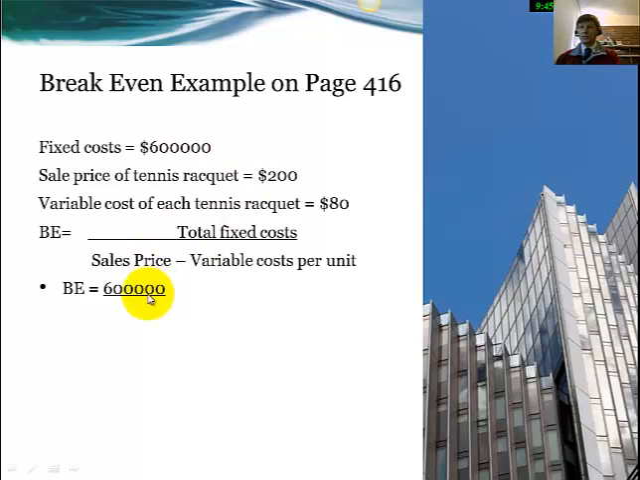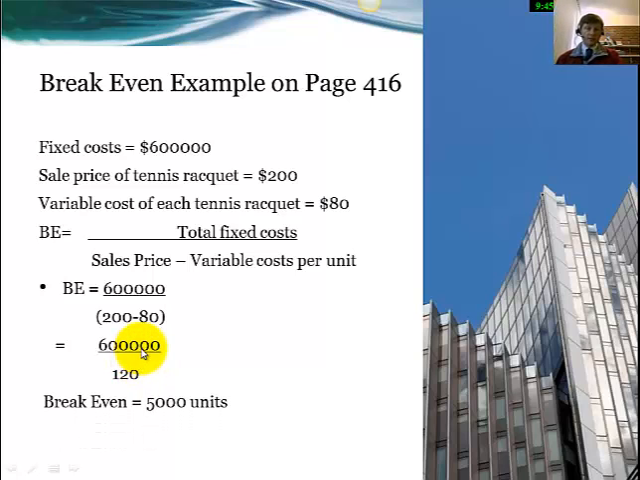So the 600,000 goes in the fixed cost there. The difference is in the sale price, which is 200 minus the variable cost 80 is shown there. So it means we have to then divide 120 into 600,000, which leaves us with 5,000 units. So that means that in order to break even, this business needs to sell 5,000 units. I presume it's on a yearly basis.